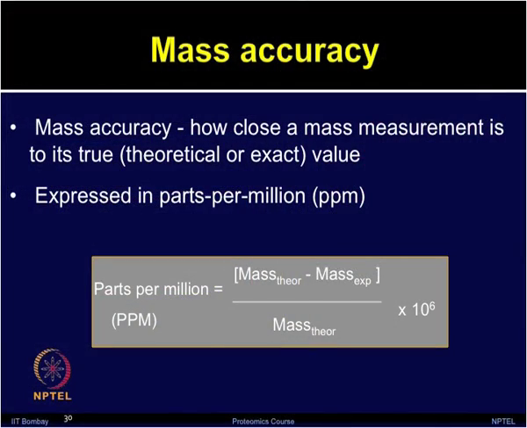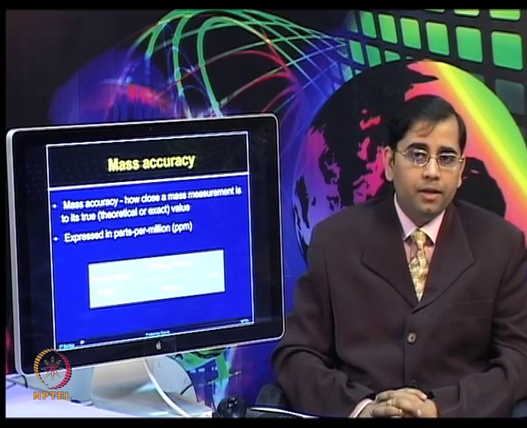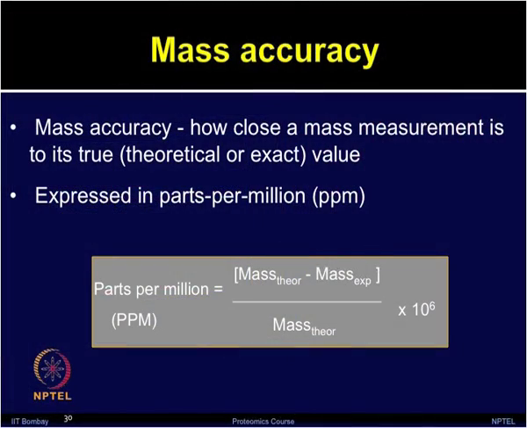Mass accuracy is how close a mass measurement is to its true theoretical or exact value. It is expressed in parts per million or ppm. Absolute value is mass dependent. The equation for the parts per million, the mass accuracy, is shown here, which is theoretical mass minus experimental mass divided by the theoretical mass times 10 to the power 6.